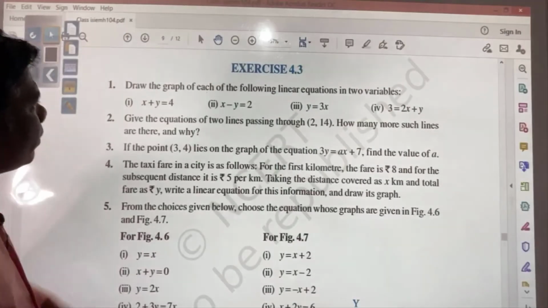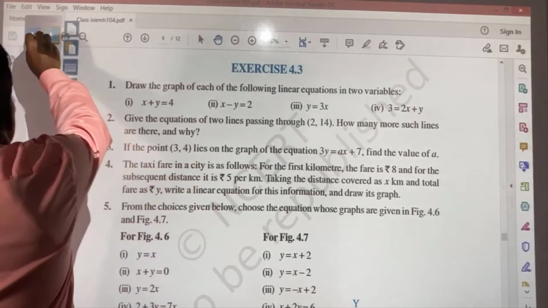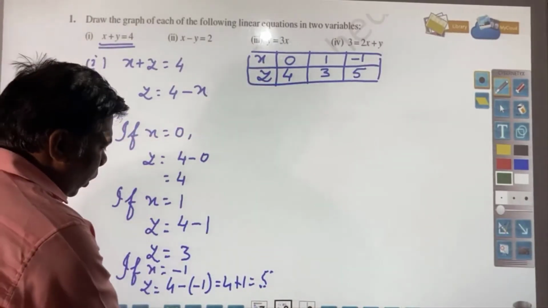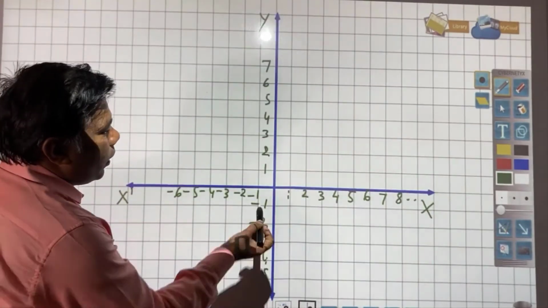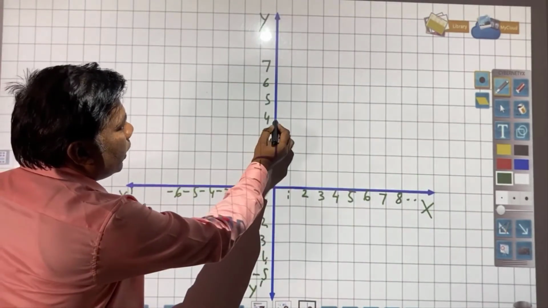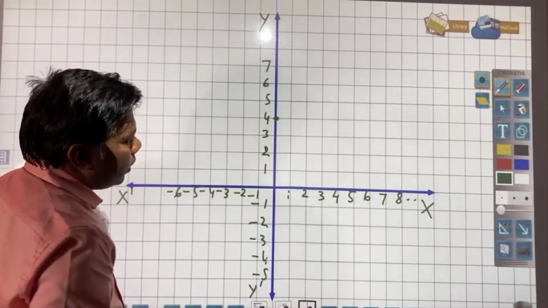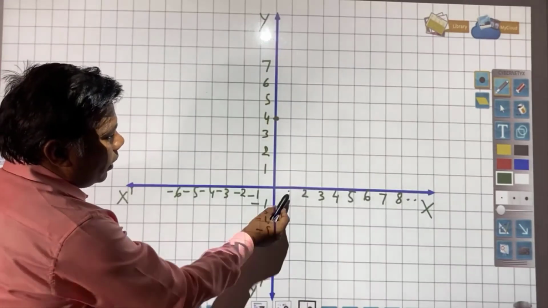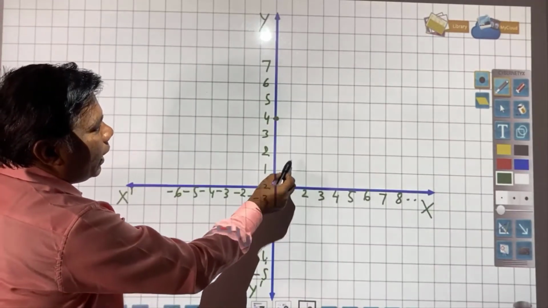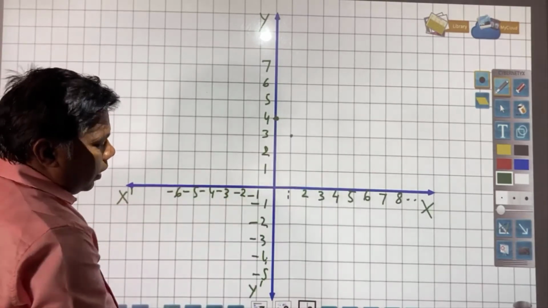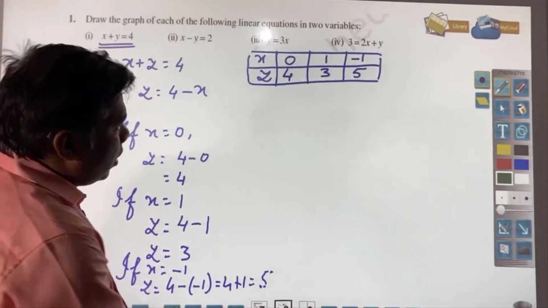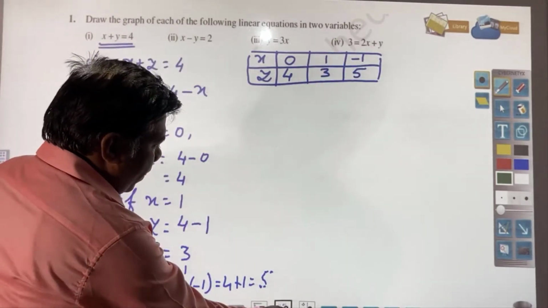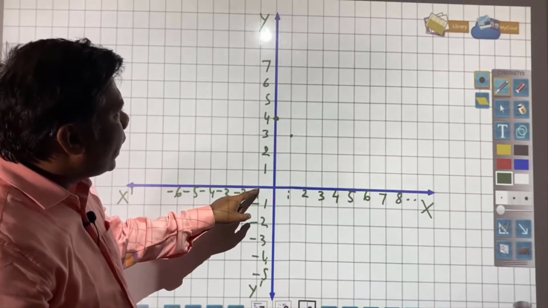First coordinate you have here 0, 4. So how it will be plotted? Here you have 0 and your 4 is this one. So this is your point. Next you see you have 1 and 3. So this is x is 1 and y is 3. Here you have. Then next you see -1 and 5. So this is x. X is -1 and y is 5.